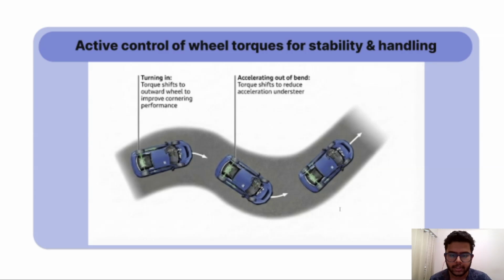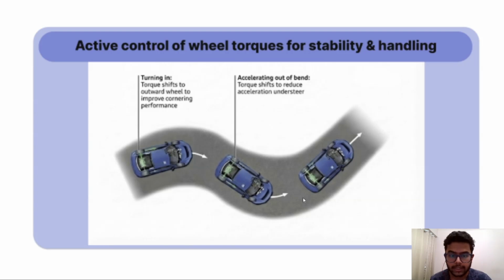Here you can see how torque vectoring helps during cornering. When the car is turning in, the system sends more torque to the outer wheel. This creates a helpful yaw moment that improves cornering performance and makes the car turn more naturally. When accelerating out of a bend, torque shifts again to reduce understeer. So instead of the car pushing wide, it follows the driver's intended path.